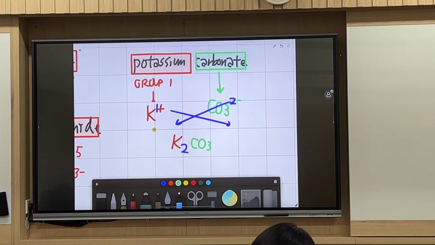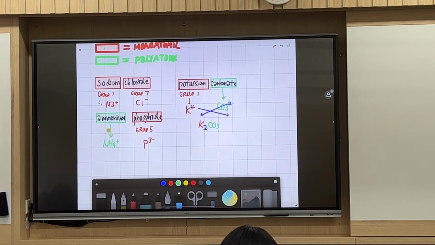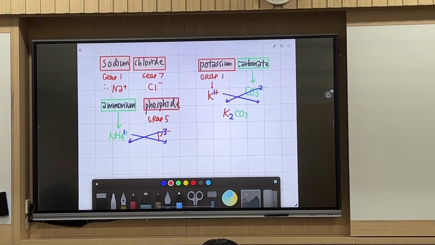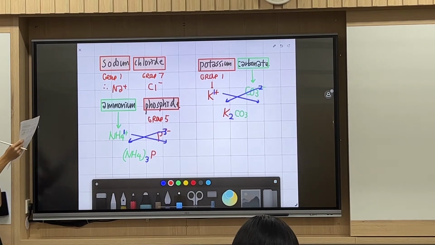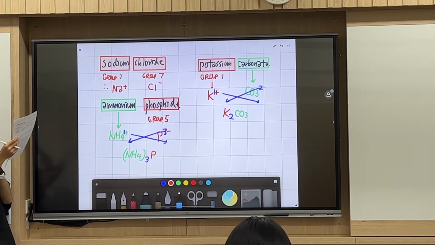So this is what you need to do. Okay? Yeah, and for ammonium phosphide, we have NH4 plus, 1 plus, and P3 minus. So when you swap the numbers, you have (NH4)3P. Okay? Yeah, so I think highlighting it certainly helps. So I'll give you all maybe 2 minutes. Yeah, okay.